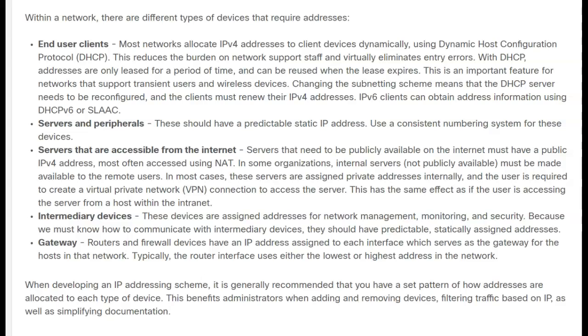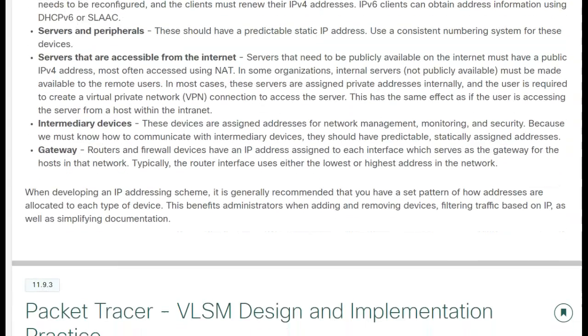Then you got to look at intermediary devices that are assigned addresses for network management and monitoring security. So what addresses did I give my switches and my routers so I can remotely get in? And then you got to remember your default gateway. What is the address that I want to make sure is accessible to the internet? Typically, router interfaces use either the lowest or the highest address in the network. I personally like the lowest, but it's preference. Some companies, it's just up to you.